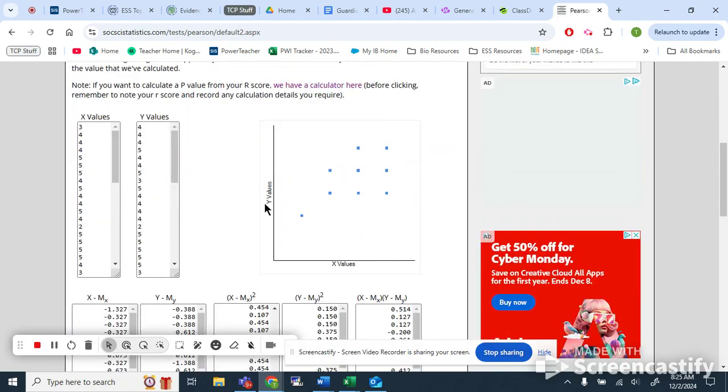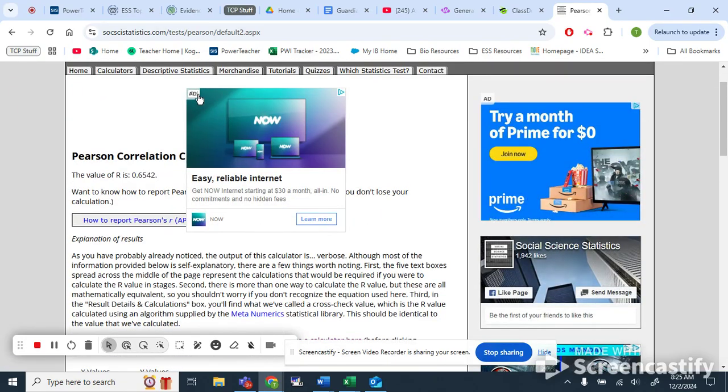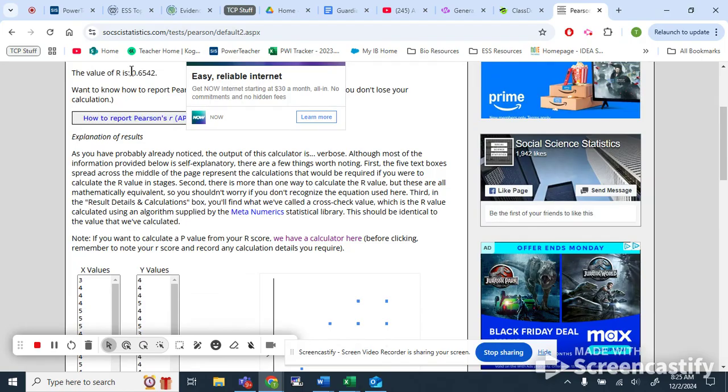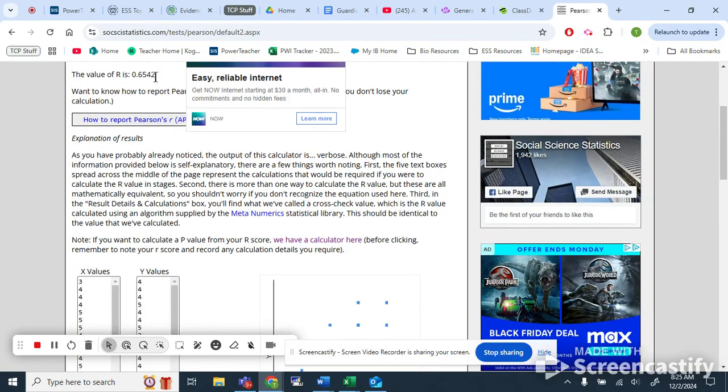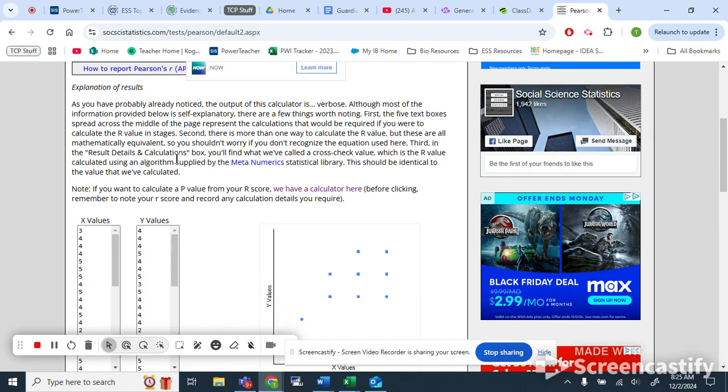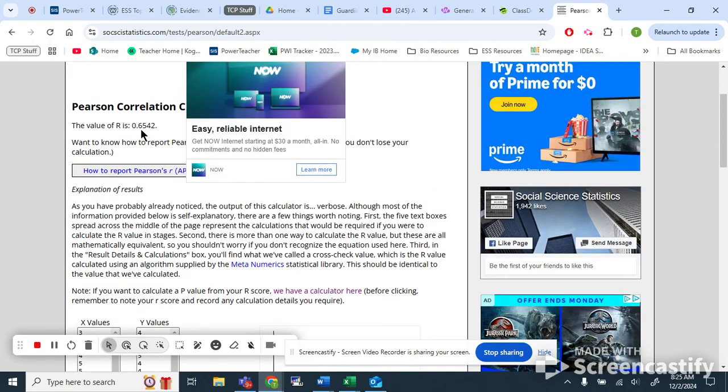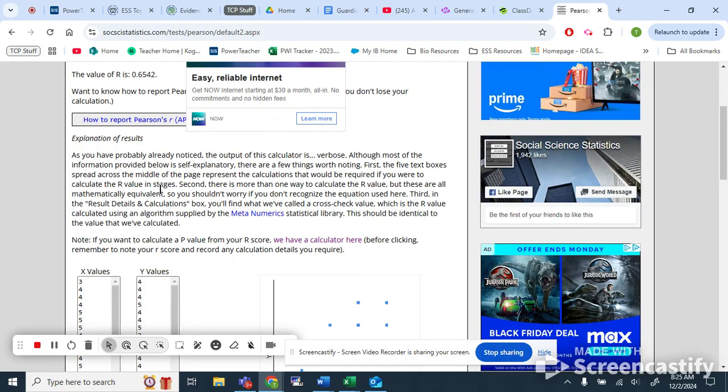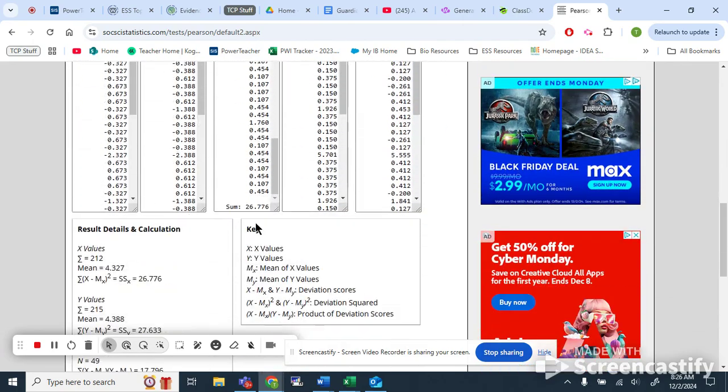Right, actual correlation coefficient. If it's positive, that means there's a positive correlation, right? As one increases, so does the other. And the closer it is to 1, the more correlated they are. So R of 1 would be a perfect correlation. R of -1 would be a perfect negative correlation, right? This is a pretty good correlation. Right, so you have all of this.